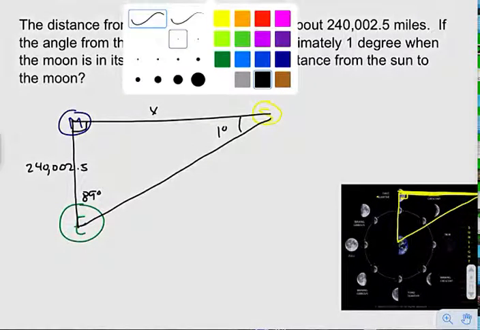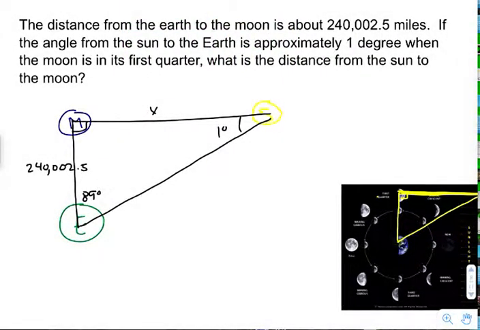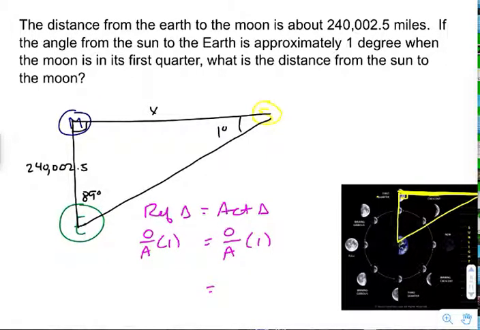So this, even though it seems very complicated, is actually not that bad of a problem. It's a very simple setup, and so you have to pick a reference angle and pick two pieces. I was given one, so I'll use that. So let's set it up, reference triangle, actual triangle. If I'm sitting here at 1, I'm across from the 240,000. X is my adjacent. So I'm going to use opposite over adjacent for 1 degree. In my actual triangle, my opposite side is 240,000, 2.5 miles. My adjacent is the x I'm trying to find.